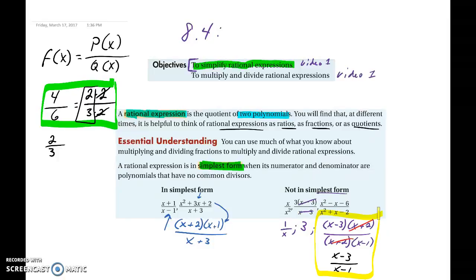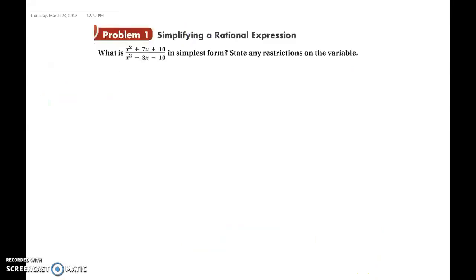All right, so if you found that to be easy to follow, then this video is going to be simple. But one of the things you need to know is just like with regular fractions, rational expressions need to be simplified as much as possible when they can. All right, so now let's go ahead and do some problems. What is x squared plus 7x plus 10 over x squared minus 3x minus 10 in simplest form? And the one thing that we will need to do is state any restrictions on the variable. All right, we can't tell what to simplify as is here.